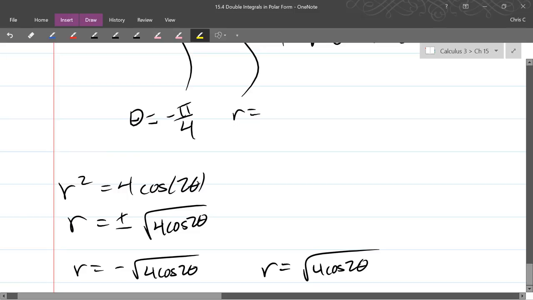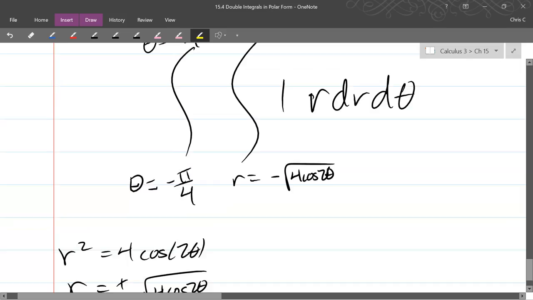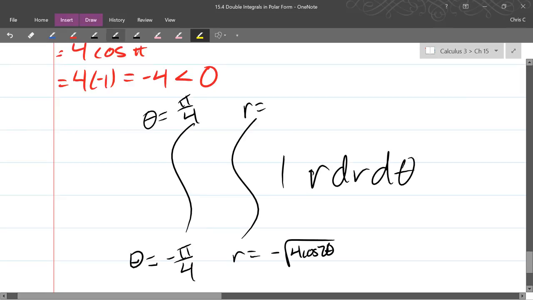So the little one is a negative. And the other. Could you also do it two times the integral from 0 to that? Yes.